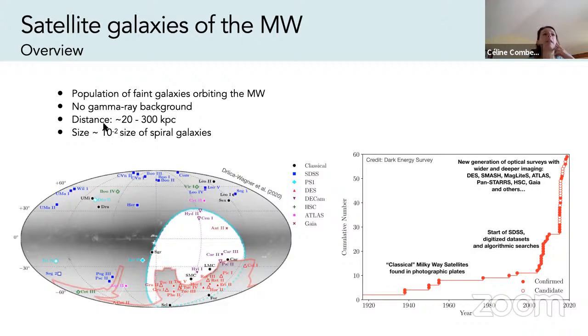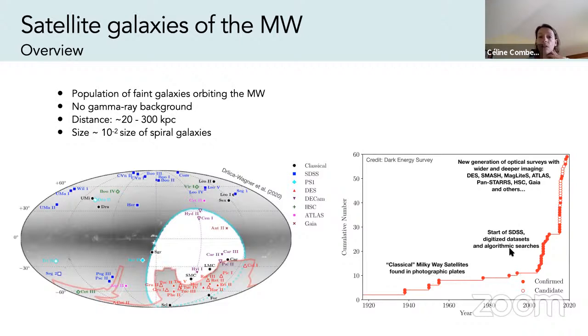The other good thing is that they're really close to us, and the closest is about 20 kiloparsecs, which makes the 1/d² factor quite interesting. And up until 2005, we knew 8 of them. And these are what I'm going to call afterward the classical dwarf spheroidal galaxies. And they were found in photographic plates.